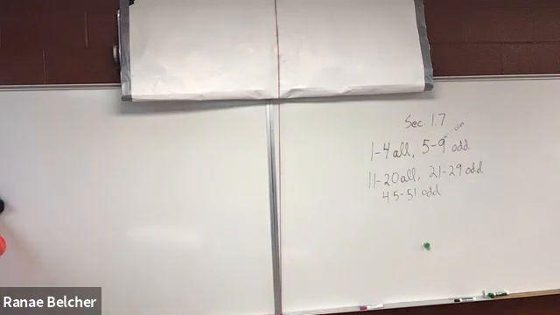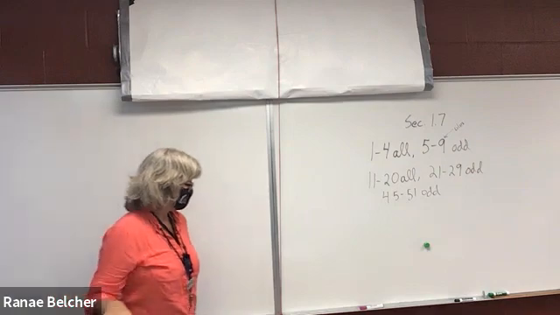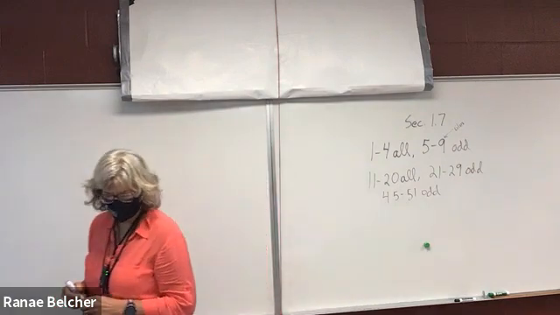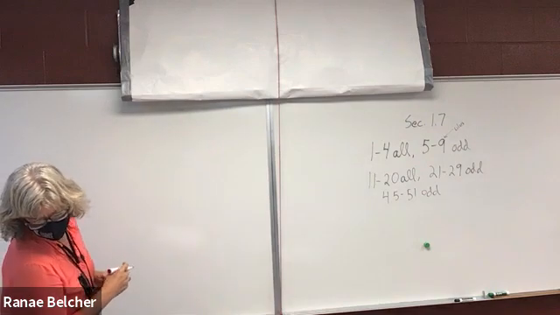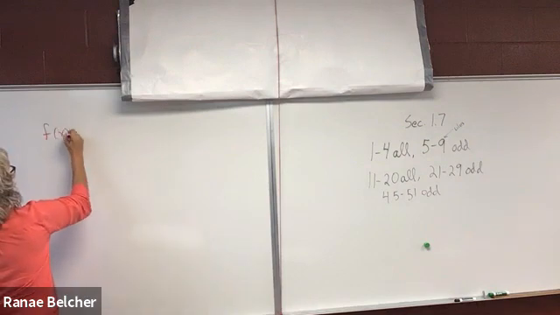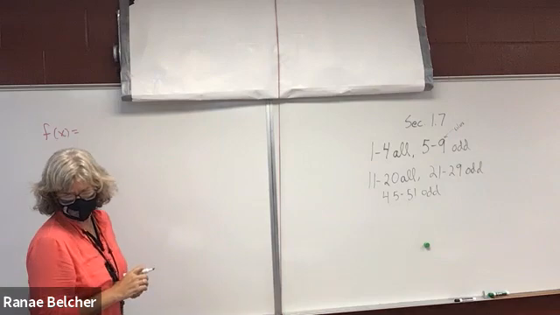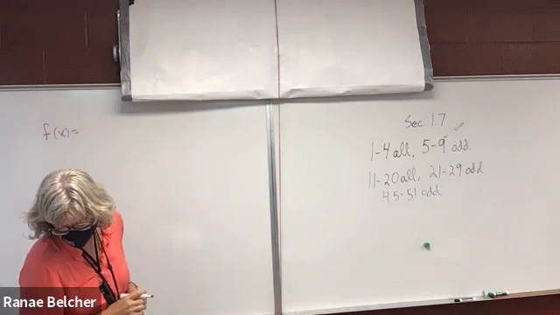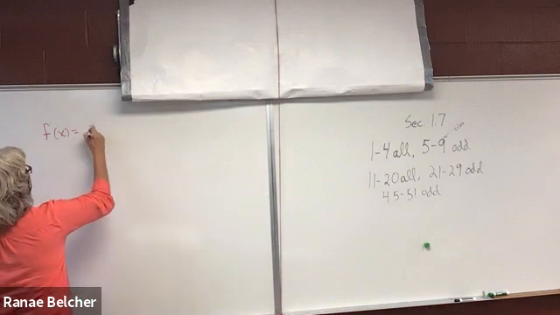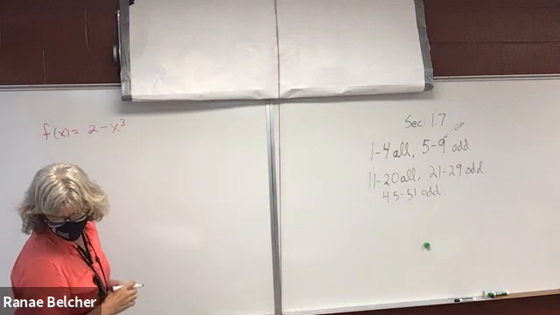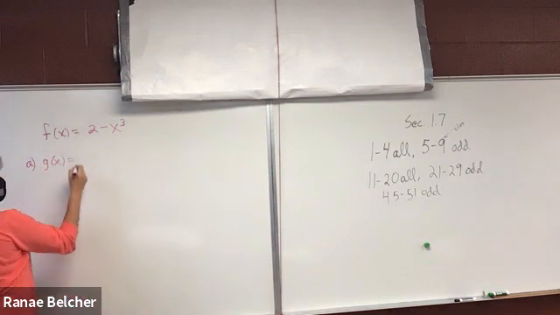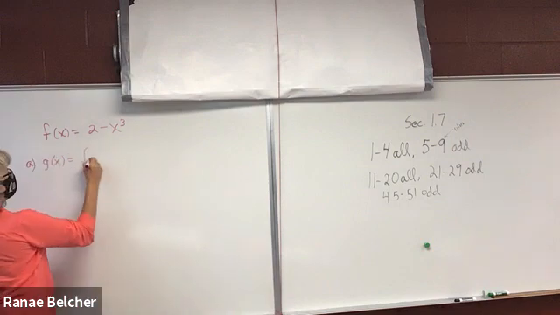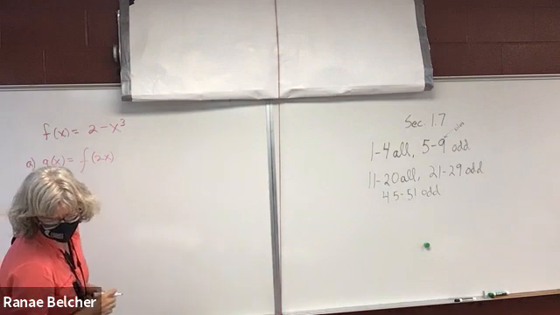I did find something we better go over because you're going to see it on questions and it's a little weird notation. I'm looking at example 5. It says f of x equals 2 minus x cubed. Then it tells you to compare the graphs. It says for a, g of x equals f of 2x. What does that mean?